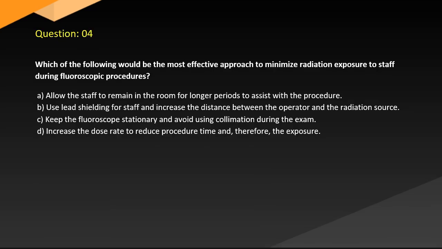Question 4. Which of the following would be the most effective approach to minimize radiation exposure to staff during fluoroscopic procedures? A. Allow the staff to remain in the room for longer periods to assist with the procedure. B. Use lead shielding for staff and increase the distance between the operator and the radiation source. C. Keep the fluoroscope stationary and avoid using collimation during the exam. D. Increase the dose rate to reduce procedure time, and therefore the exposure.